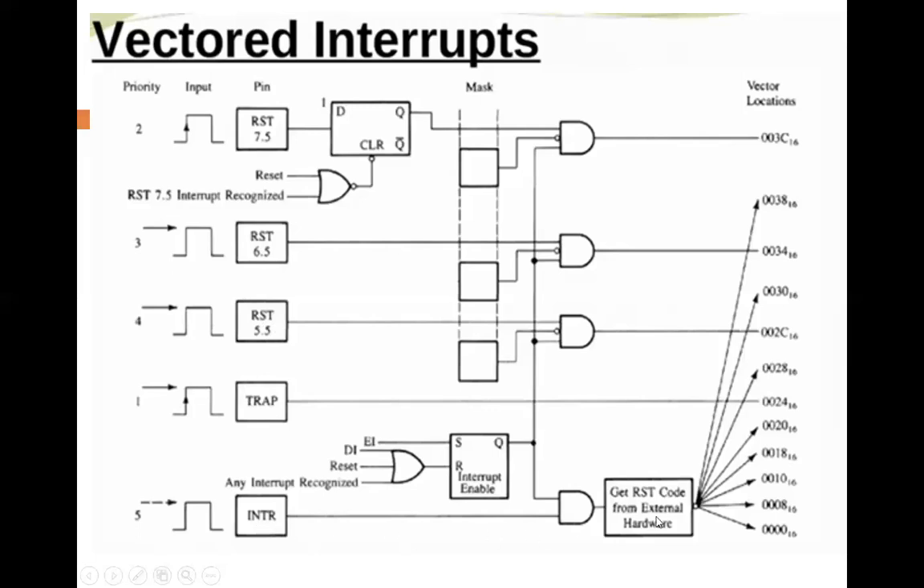Whenever external hardware is interfaced with the INTR interrupt, the address is provided by the external hardware, and INTR is a level triggered interrupt. RST 7.5, 6.5, 5.5 and INTR are maskable. The mask bit is used to control our maskable interrupts, and trap is a non-maskable interrupt, so we can't control it when it occurs.